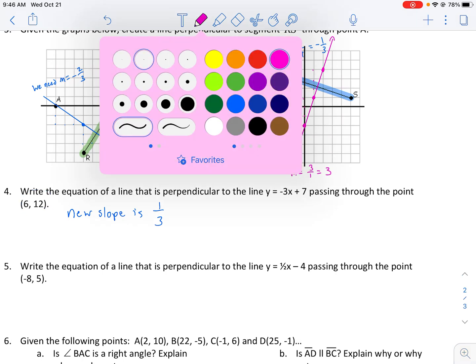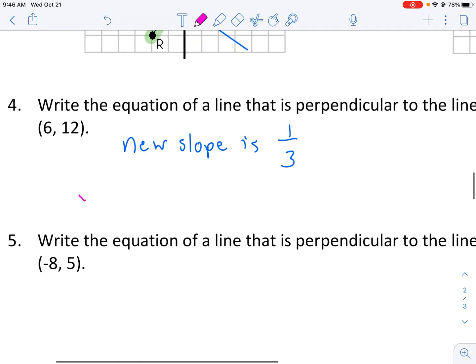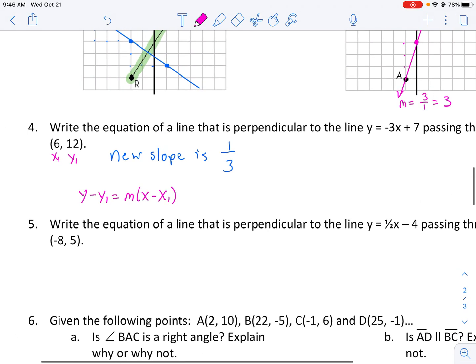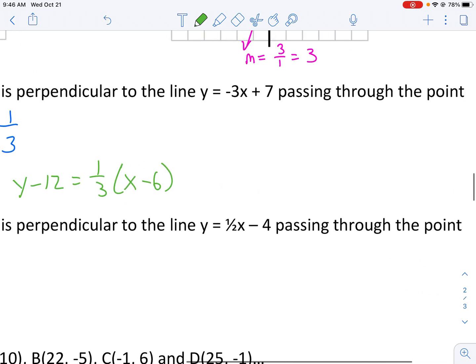So that's our slope, and here's a point. Once we have a slope and a point, we can just use point slope. Remember, y minus y1 equals m times x minus x1. Here's my x1, here's my y1. So let's do that. And you get y minus 12 equals our slope, which is 1/3, times x minus 6. And I do want to solve these for y again, now that we're used to using this.